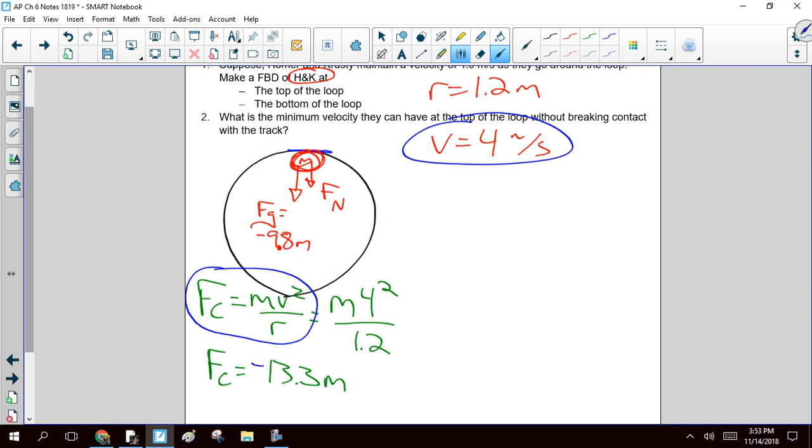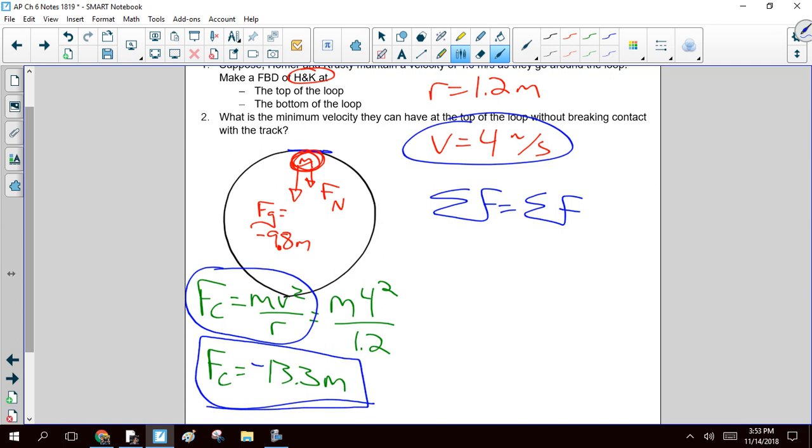Now it's just net force equals net force. I just found my net force, right? Remember, all of the net force is centripetal. So this is negative 13.3 m. That has to equal my total force, which is my force of gravity plus the normal force. So add 9.8 m to both sides, and you discover that the normal force must be negative 3.5 times m.